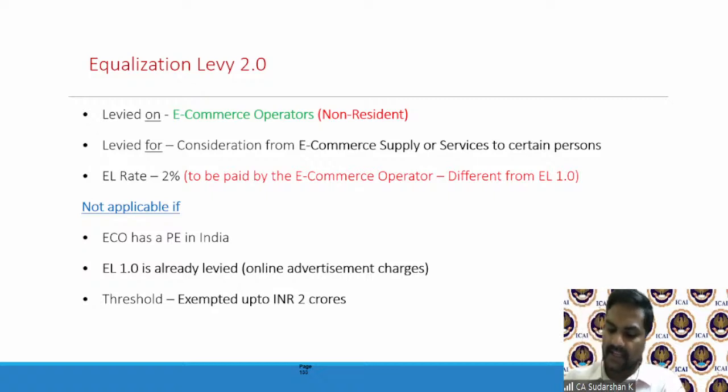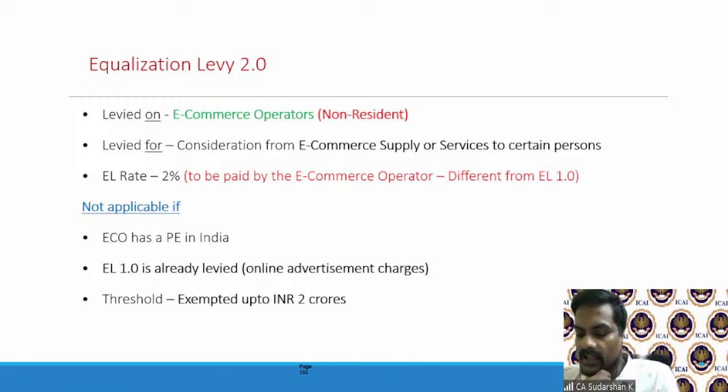So 165A says, on and from the first day of April 2020, there shall be charged an equalization levy at the rate of 2%. So 165 still continues. That is for online advertisement, 6%. 165A, the expanded equalization levy scope. Here, the rate is 2%.